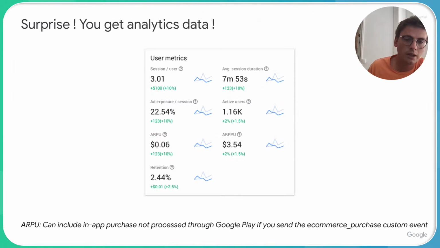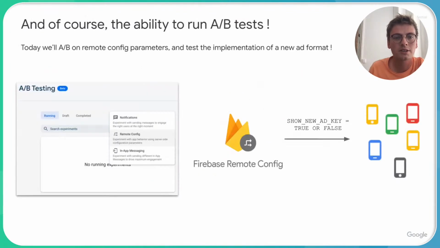But by using what we call custom events, you can also declare your in-app purchases and have the impact of those in-app purchases on those numbers directly in Admob. So it's super useful, and really quickly you get this view, which is already pretty awesome if you ask me. But today we're going to go a bit further, and so it needs us to do a bit more work. We're going to set up our first A/B test.